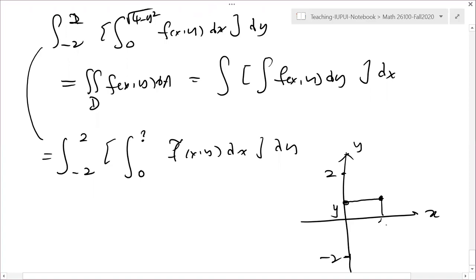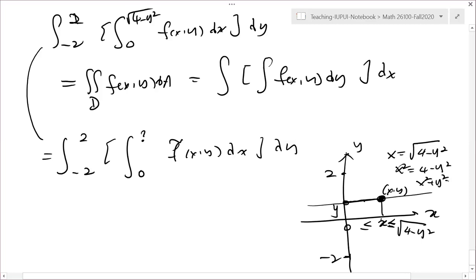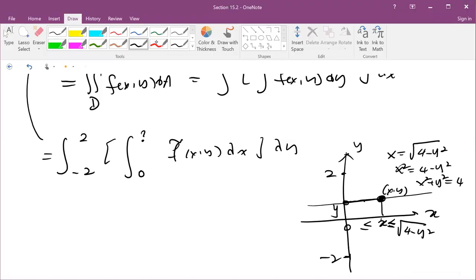So for this x, the upper bound for x is going to be the square root of 4 minus y squared. So x is between those two numbers, right? Then you have the integral with respect to x from 0 to the square root of 4 minus y squared. So x for fixed y changes from 0 to this. So you can find the relationship of this point. The relationship of this point is x equals the square root of 4 minus y squared. And when you square it, you get x squared equals 4 minus y squared, or x squared plus y squared equals 4. So this is just a portion of the circle.